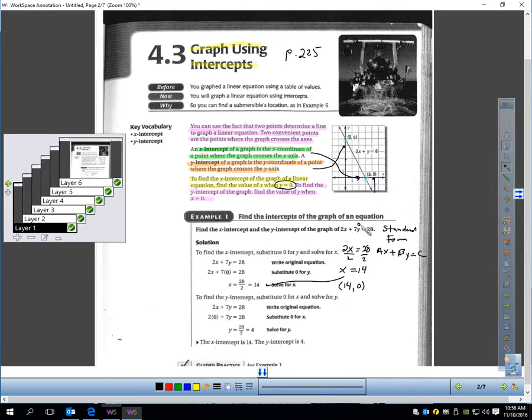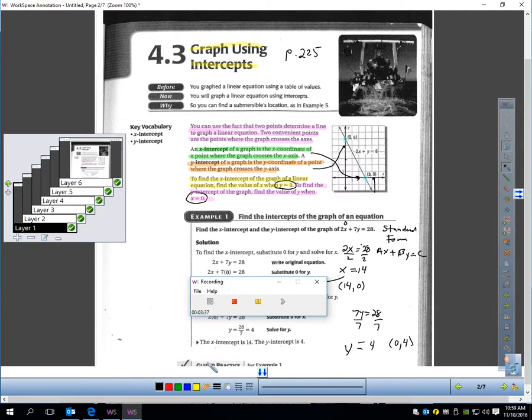Okay, let's do the same thing now to find the y-intercept. I have to plug in 0 for x to find the y-intercept. So I'll plug a 0 here, and 2 times 0 is nothing. So I have 7y equals 28, and if I divide by 7, I would get y equals 4, which means this is the point 0, 4.